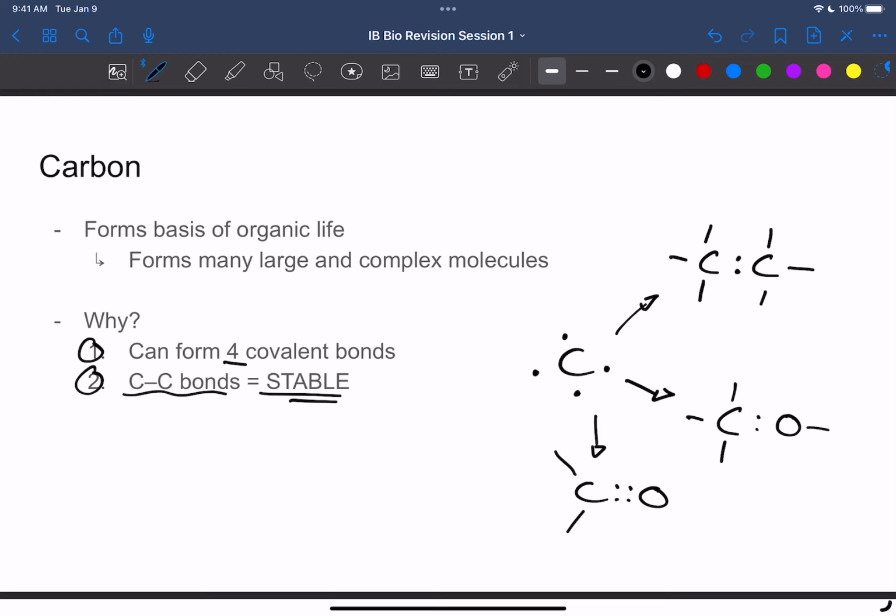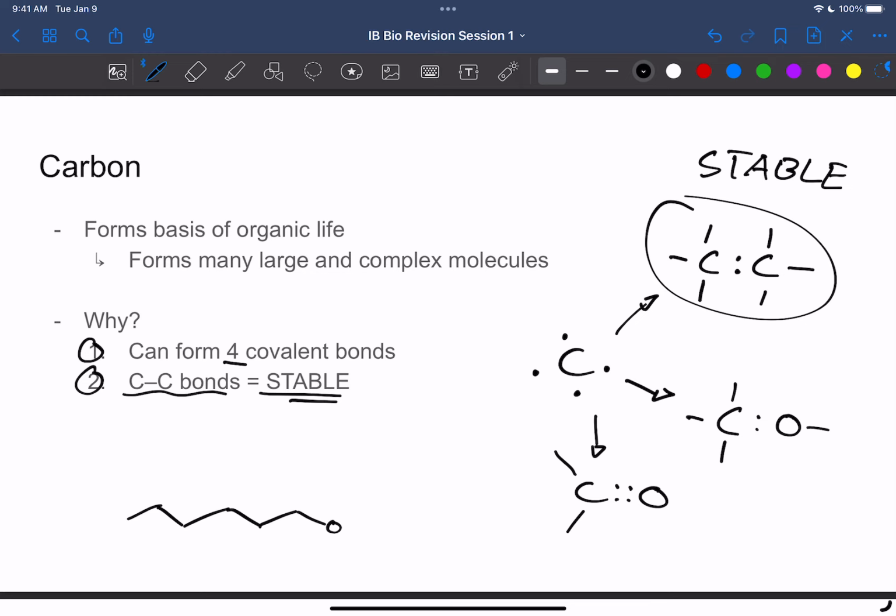If we look at this over here, this is super stable. And that's why we can have super complex molecules like fatty acids. As you can see, there's a lot of carbon to carbon bonds here. This is present in pretty much every biological system. So these are the 2 reasons why carbon is so important in organic life.